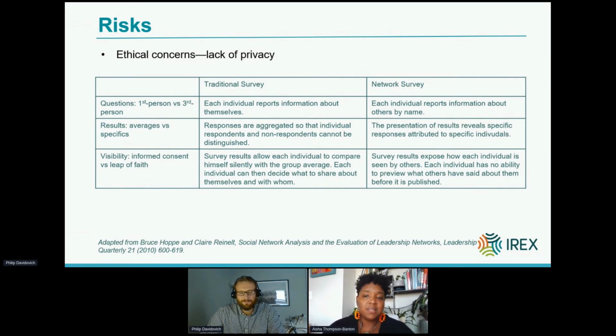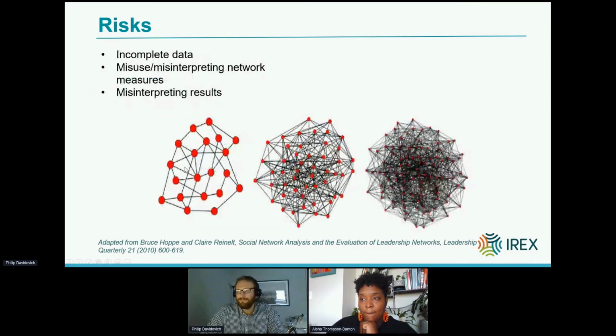Again, with a traditional survey, responses are aggregated, but with the SNA, it reveals specific responses attributed to specific individuals. So we can see here where there may be some privacy concerns, right? And so that is one of the biggest risks when we're conducting an SNA. Phil, next slide, please.